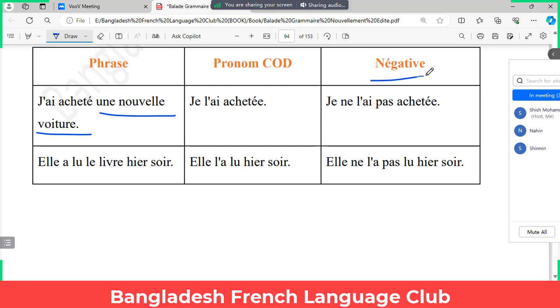So for a negative sentence, it's the same thing, we just need to make it negative, like je ne l'ai pas acheté. I didn't buy it, right? I didn't buy it.